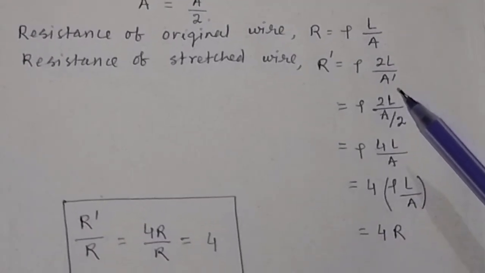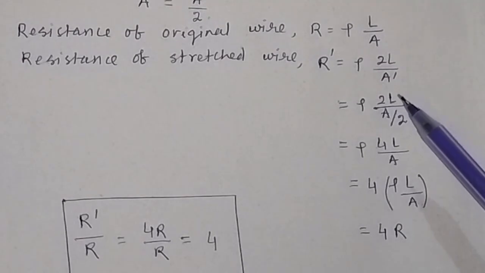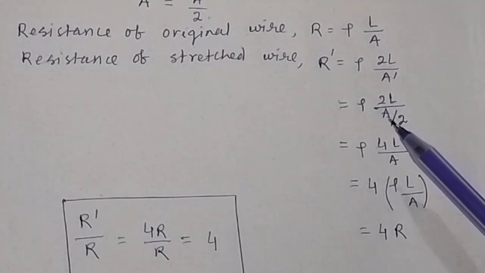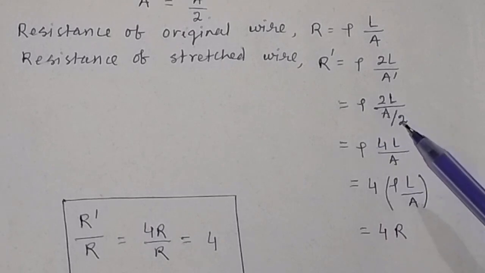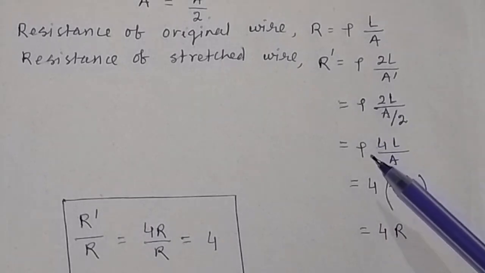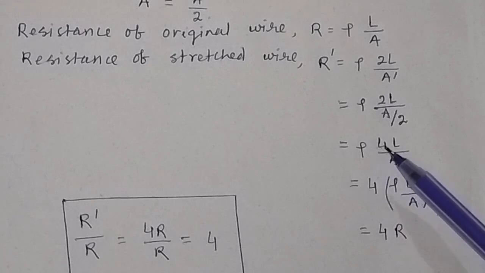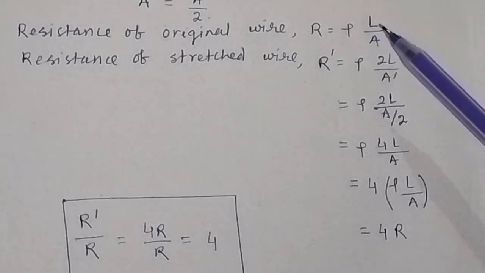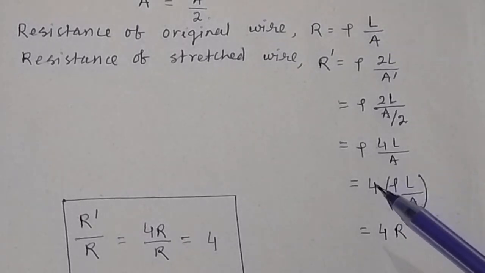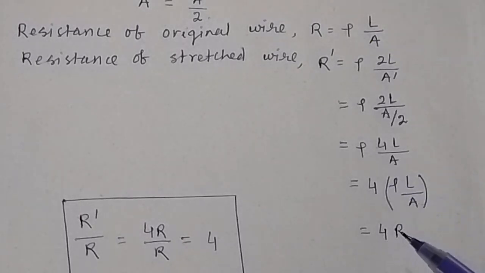So as you have found out, A dash is equal to A by 2. If you substitute A dash equal to A by 2 here, then R dash will be equal to rho into 2L divided by A divided by 2. So this will be equal to rho into 4L divided by A, that means 4 into rho L by A. And we know rho L by A is equal to R. So R dash will be equal to 4R.